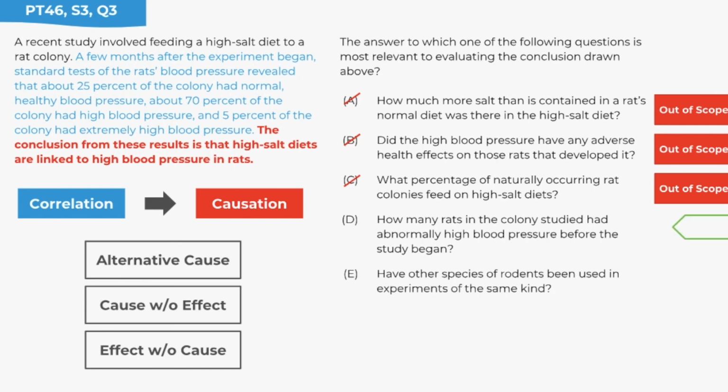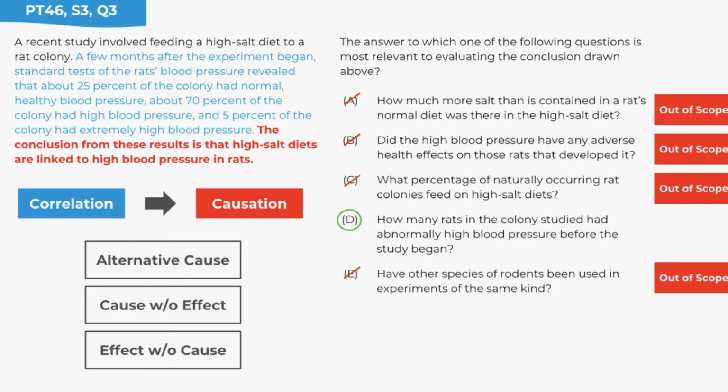Answer choice E says, have other species of rodents been used in experiments of the same kind? And what's happening with those other species of rodents really isn't at play here. What we care about is, did this presumed cause have a presumed effect within these rats? Maybe if they gave us some information about some other rodents having a high salt diet but not getting high blood pressure, but they didn't give us that information in answer choice E. So let's get rid of it. It's simply out of scope. And that leaves us with answer choice D as the right answer.